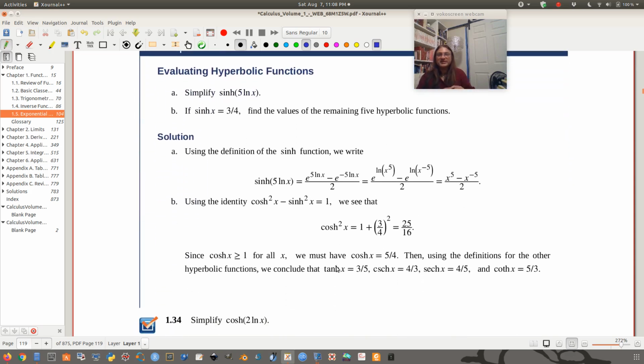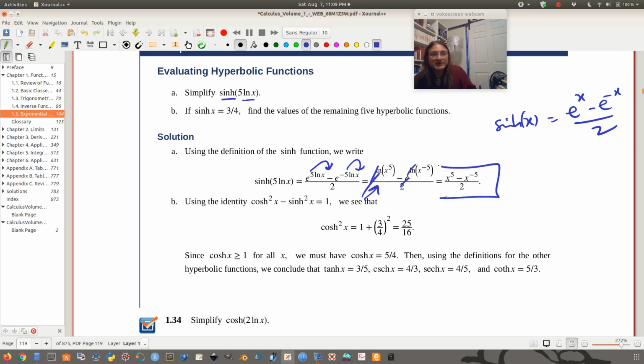Okay, now an example. We are told to simplify hyperbolic sine of 5 natural log x. So we use the definition of hyperbolic sine, which is sinh x equals e to the x minus e to the negative x over 2, but replace x by 5 natural log x. So it becomes e to the 5 natural log x minus e to the negative 5 natural log x over 2. Now this 5 goes up, this 5 goes up, we get here, and then these cancel and we get this relationship.